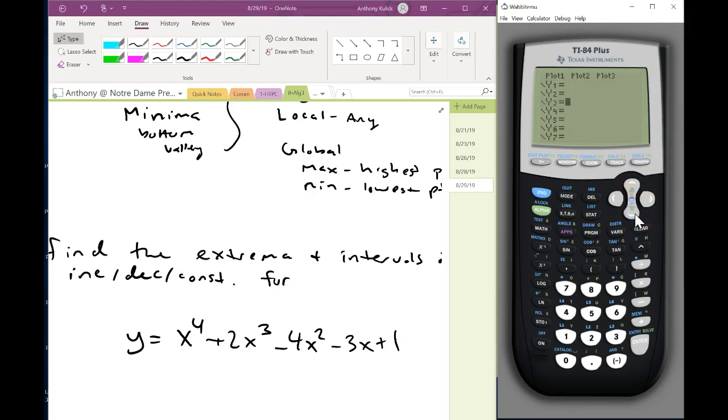And then I'm going to continue scrolling down and make sure that there's nothing down here in any of these y's. So I went all the way to y equals 10. All of mine are blank. If this is the first time you've turned on your graphing calculator and you just bought it, that should already be the case. If you have a hand-me-down graphing calculator, that may or may not be the case.